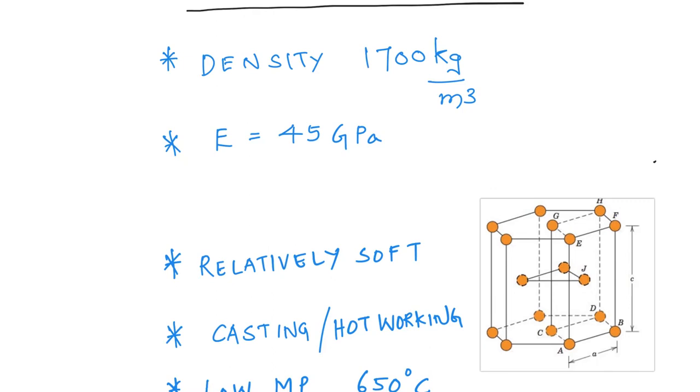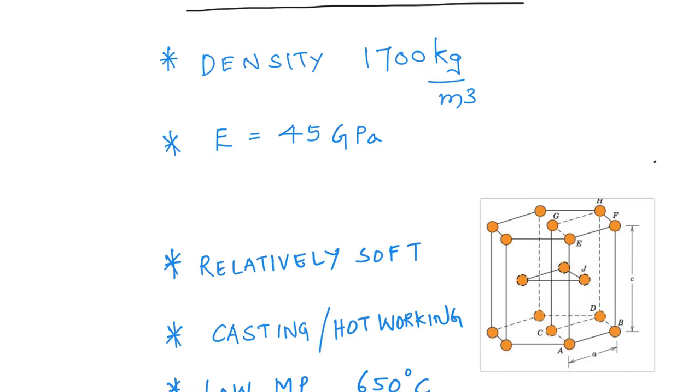We have a separate video talking about the different types of crystal structures, and I'm not going to dwell too much upon this particular point. They are relatively soft. Then what does that mean? Mostly we can't do a lot of machining in magnesium alloys, so they are mainly fabricated by casting or by hot working at temperatures ranging from 200 to 300 degrees Celsius.